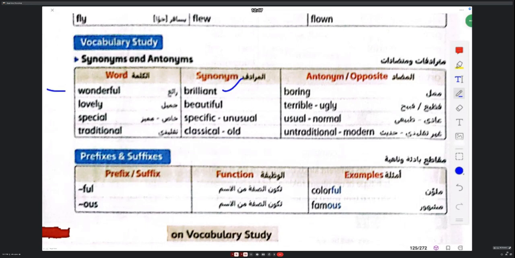Wonderful, brilliant. Brilliant sometimes means intelligent. Boring, lovely, beautiful, terrible or ugly, special. The synonym is specific, unusual. The antonym or opposite: usual, normal, common, traditional, classical, old, untraditional, modern.